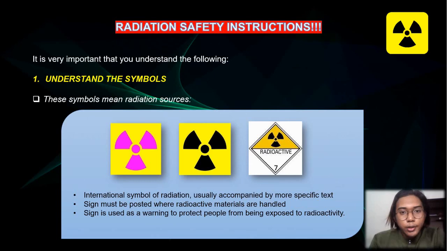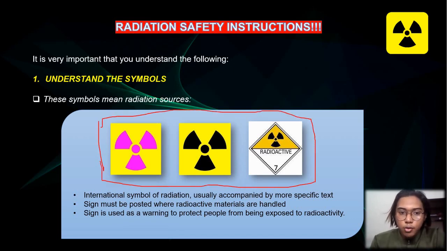Okay, now radiation safety instructions. All the harm caused by radiation can be prevented if we follow these instructions. The first one is to understand the symbols. All these three symbols mean radiation sources. If you see the symbol on a building, it means the building is handling radioactive materials. This symbol is used as a warning to protect people from being exposed to radioactivity.